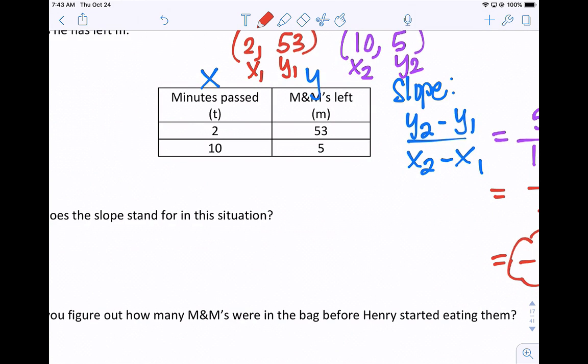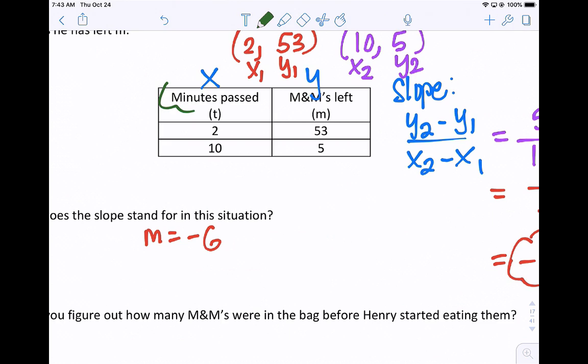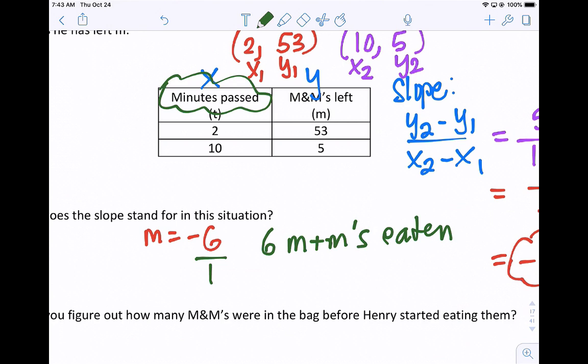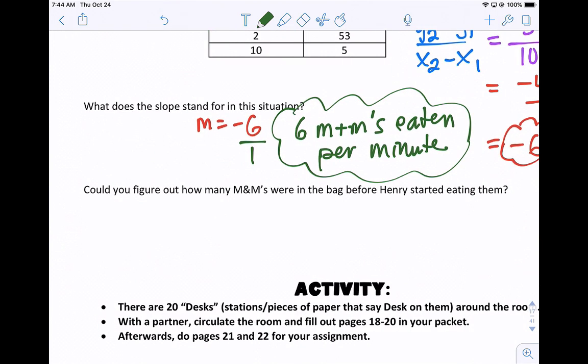All right, so let's talk about what slope stands for in this situation. It would be he's eating 6 M&Ms per minute. So we look at how much time has gone past. So this would be negative 6 over 1, which means 6 M&Ms eaten per minute, with a slope of negative 6. Could you figure out how many M&Ms were in the bag before Henry started eating them?